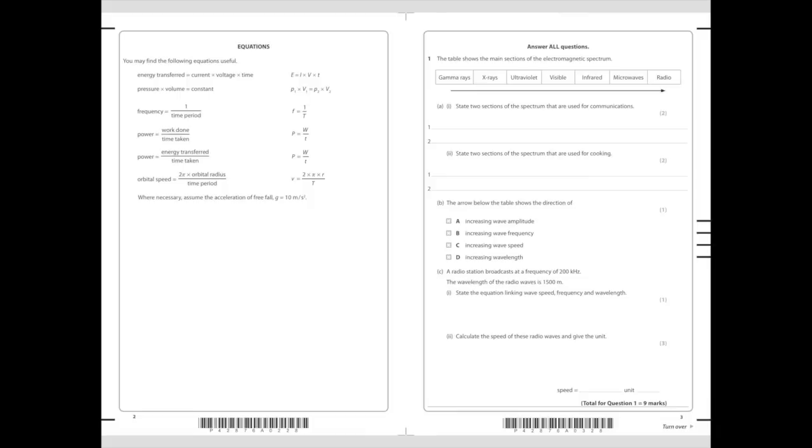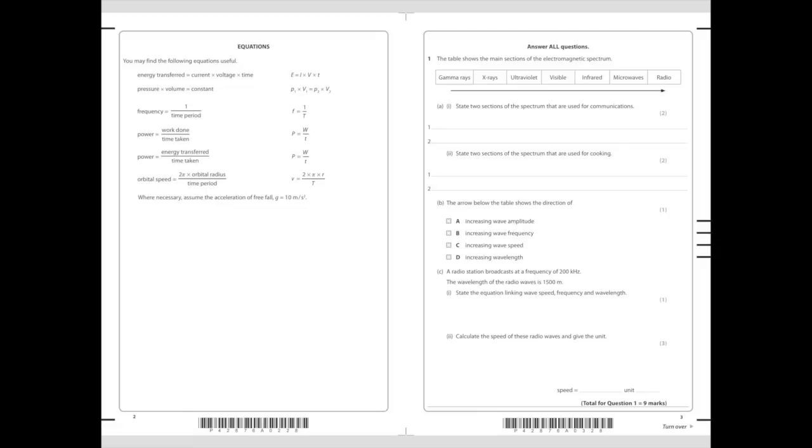The table shows the main sections of the EM spectrum. So we've got gamma rays, X-rays, ultraviolet, visible, infrared, microwaves and radio waves. State 2 sections of the spectrum that are used for communications. So you're looking for the long wavelength end, which is radio waves, microwaves or infrared or visible. Any 2 picked from those 4 will be suitable. State 2 sections of the spectrum that are used for cooking, clearly microwaves. Most people own a microwave. Secondly, it's infrared, because remember, infrared is just generally heat. So an oven uses infrared radiation.